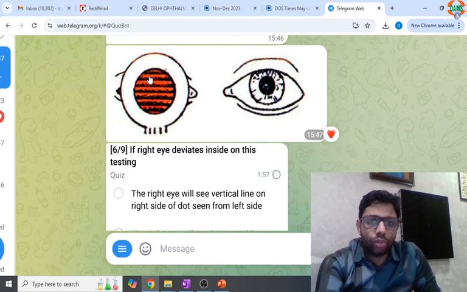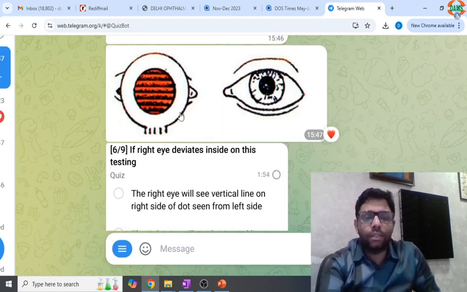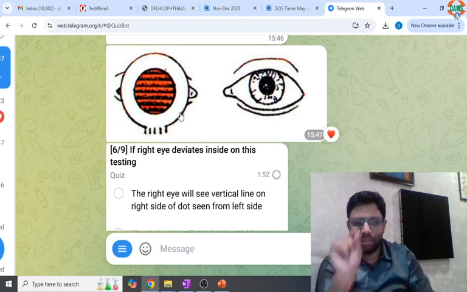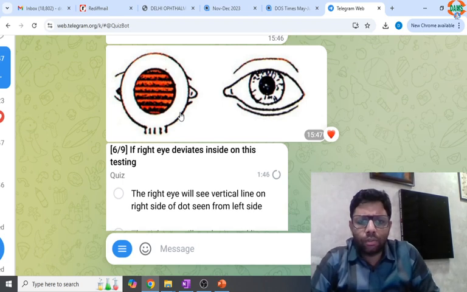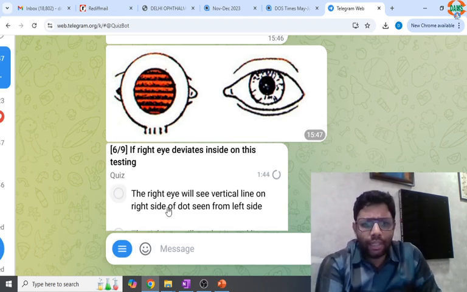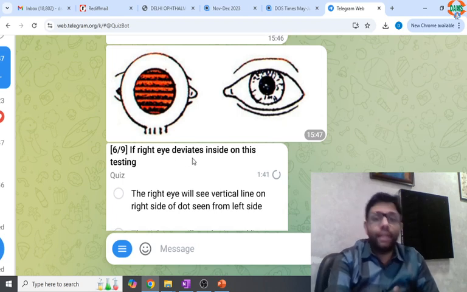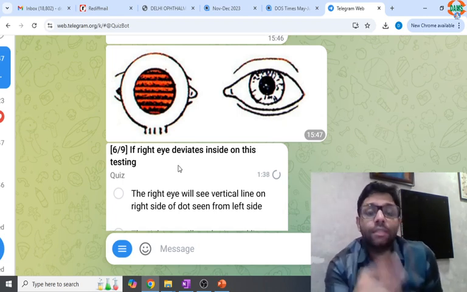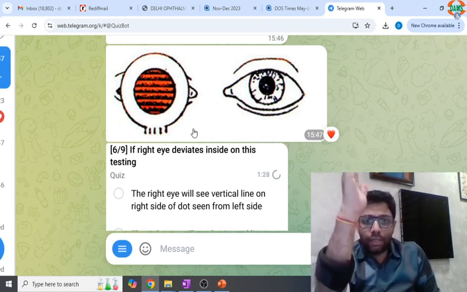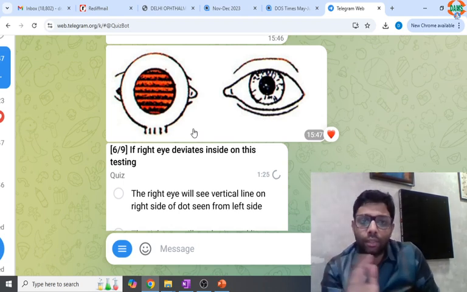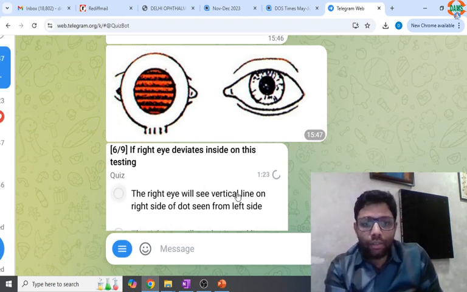Now here a Maddox rod is kept in front of the right eye with axis horizontal. The right eye will see a vertical line and the left eye will see a torchlight. If the torchlight is in the center, the patient is normal. So the right eye will see a vertical line on the right side of the dot. If the right eye deviates inside on testing, it means it is a phoria, esophoria. In esophoria, there is an uncrossed diplopia, meaning the right eye will see a vertical line and the left eye will see a dot on the same side. So the right eye will see a vertical line on the right side of the dot seen from the left side.